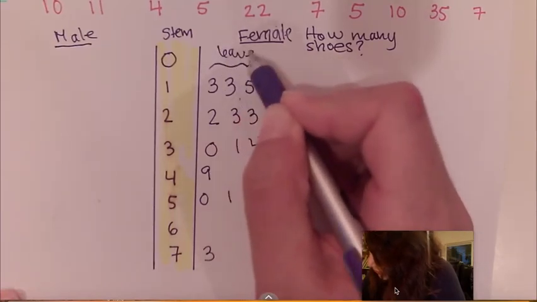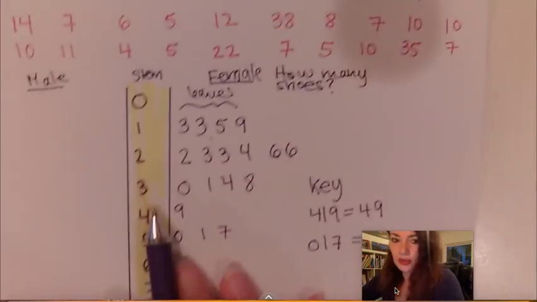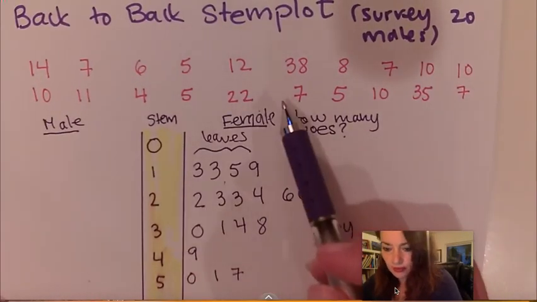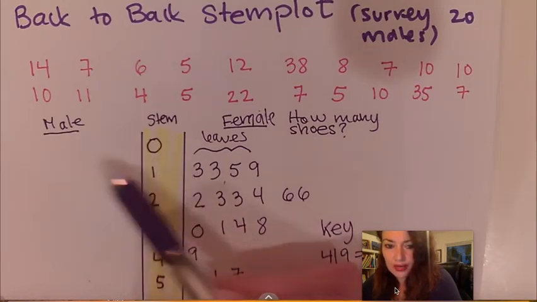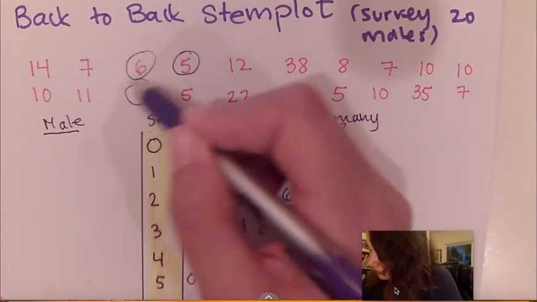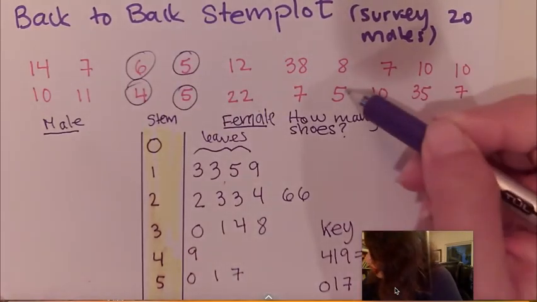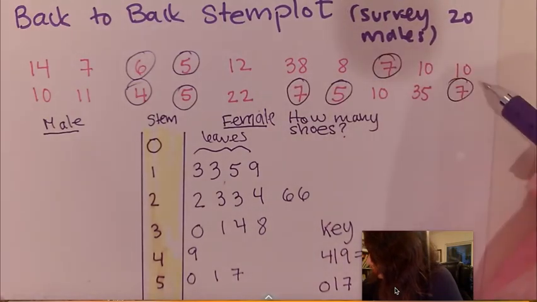So anything to the right or left of the stem are the leaves. Now to the left, hopefully I won't leave anything out, I'm going to see any number under 10 and write it to the left. So right now I'm going to circle a 5, a 6, a 4, all my numbers that are under 10, and list them in order from least to greatest.